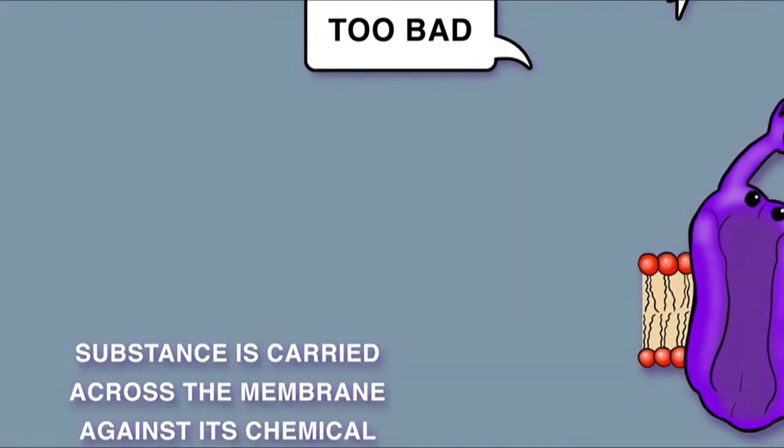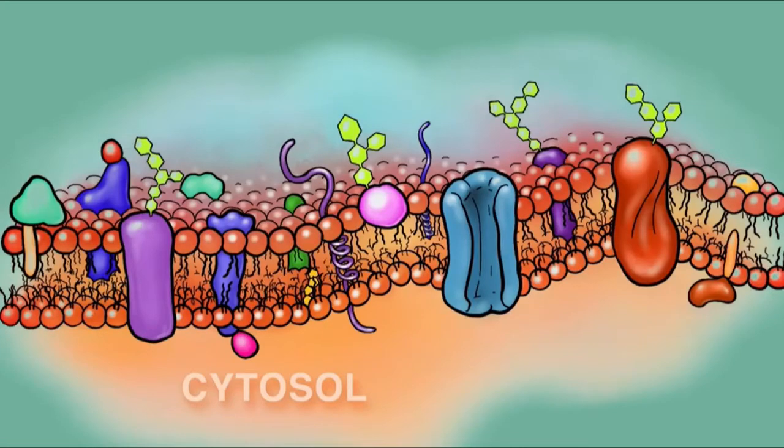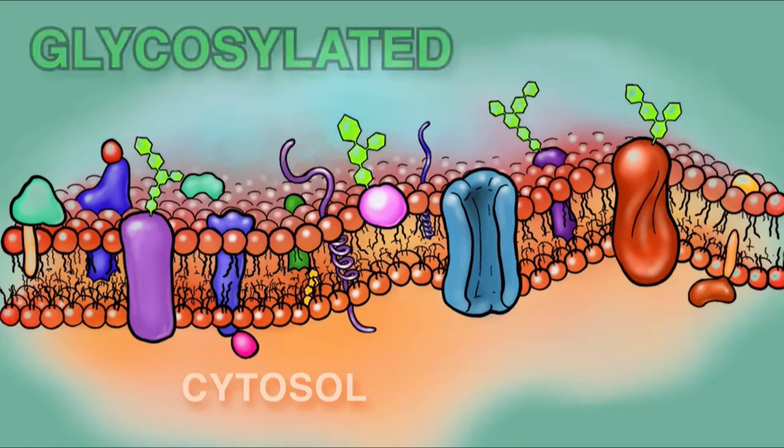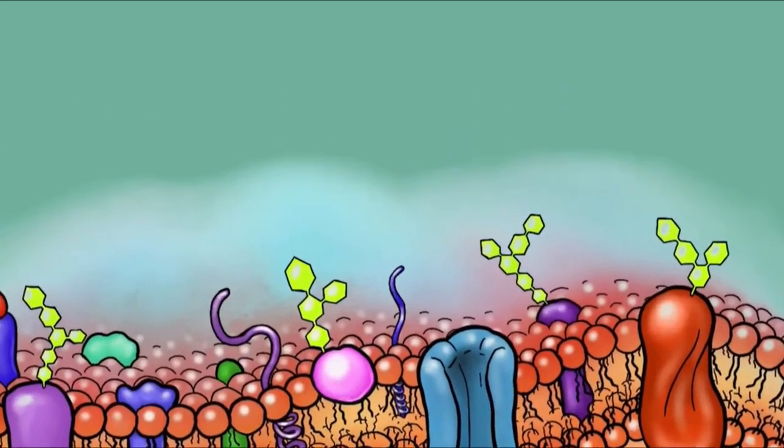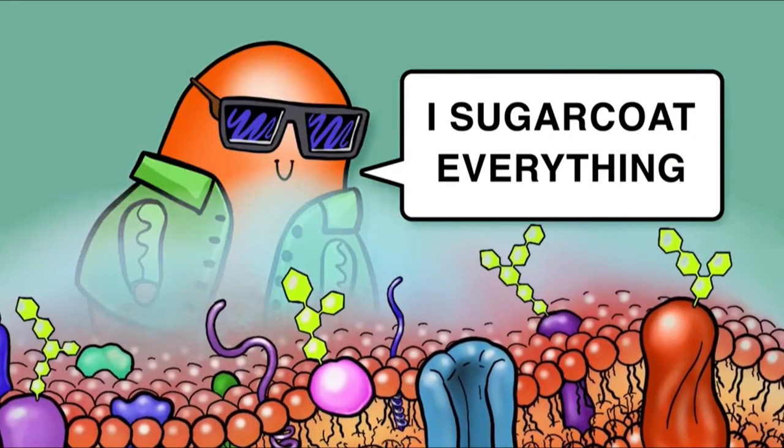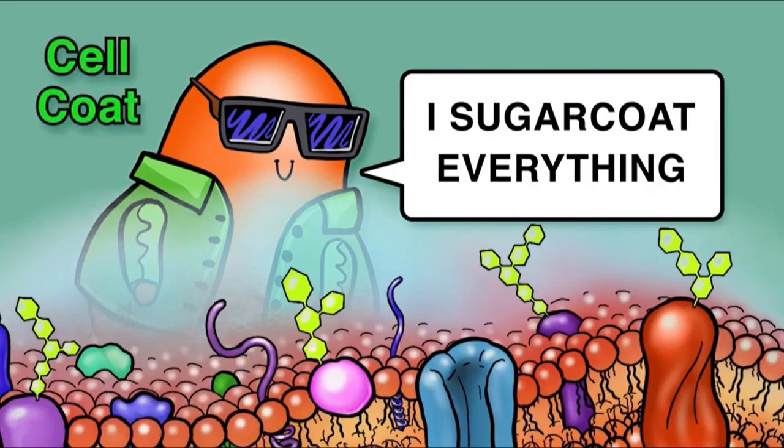As a final note, in animal cells, most transmembrane proteins are glycosylated. These sugar residues are always present on the non-cytosolic leaflet of the membrane. As a result, the cell surface is covered in carbohydrates, which form what's called the cell coat.